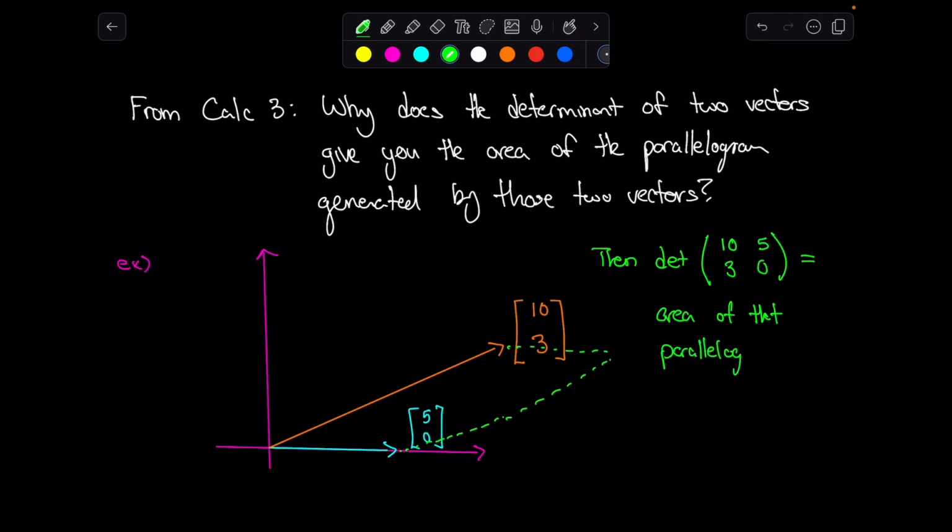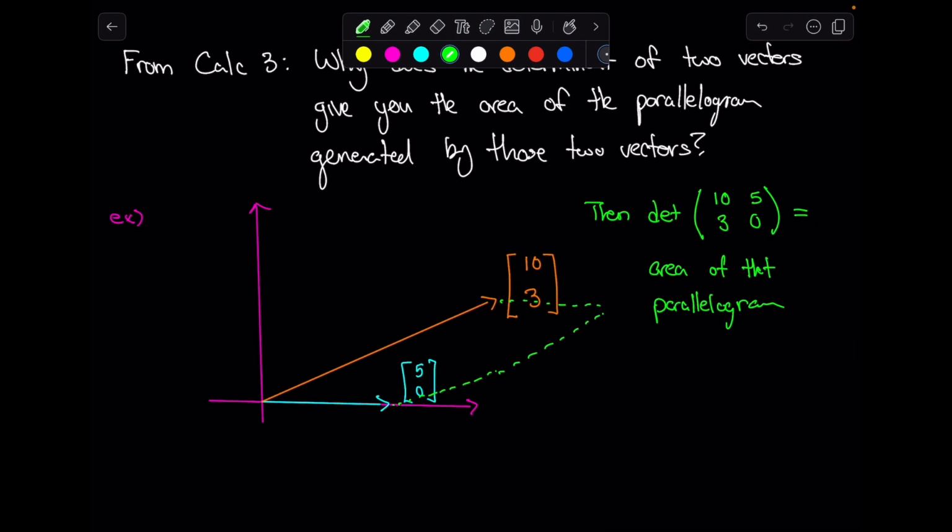Okay, and so here's the reason why it works. This is of course via an example, and a much more rigorous proof is presented in the textbook in 3.3, but I think it's good to provide a little bit of intuition. First and foremost, you have to remember that the area of a parallelogram is given by just the base times the height, right?